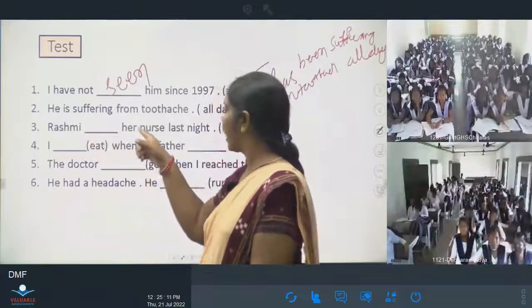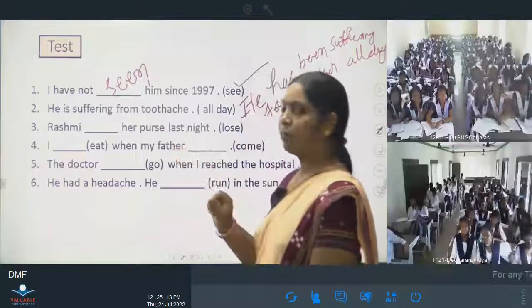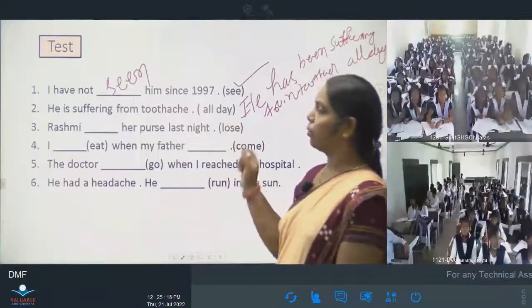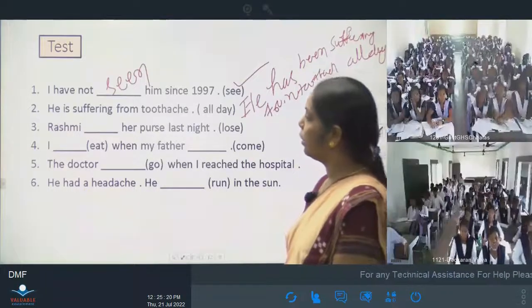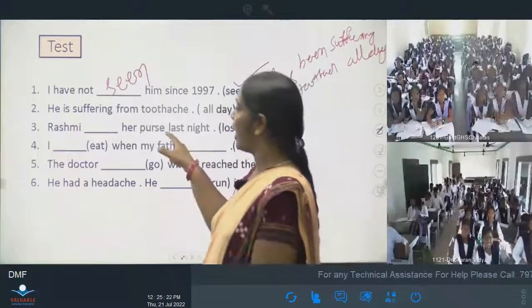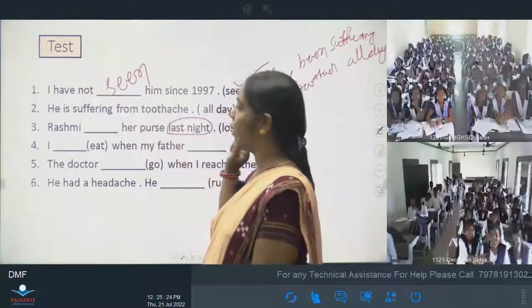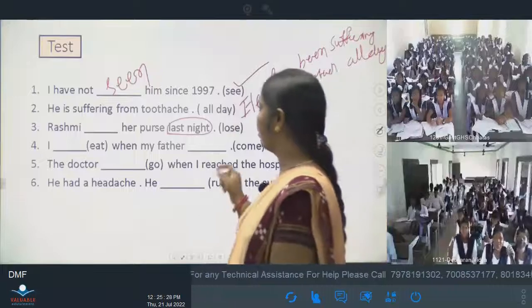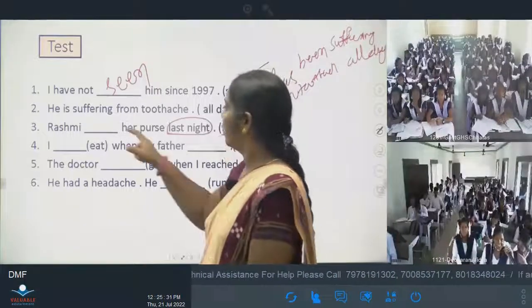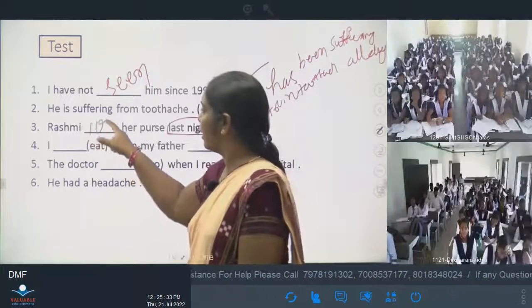Now let's see the third question. Rasmi dash her purse last day. Last night. So this is a clear example of past simple tense. Here we'll write lost.